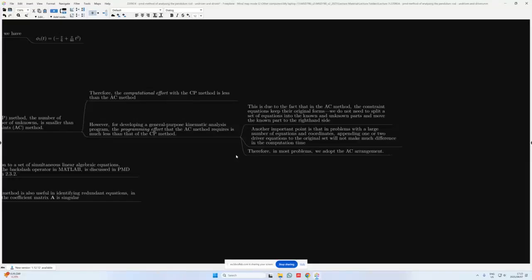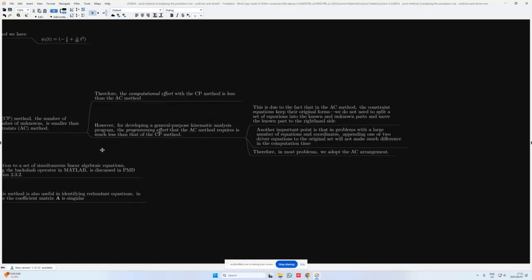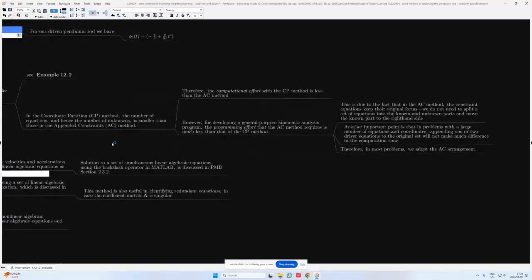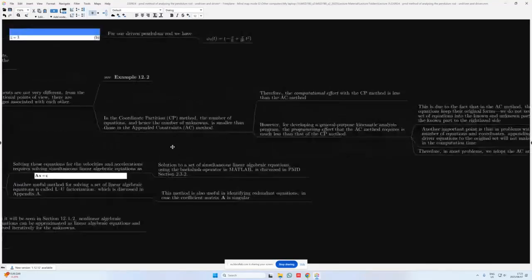Another important point is that in problems with a large number of equations and coordinates, appending one or two driver equations to the original set will not make much difference in the computation time. And therefore, in most problems, we'd rather adopt the AC arrangement so that we have a bit more generality and a bit more ease of access when performing multi-body dynamics.